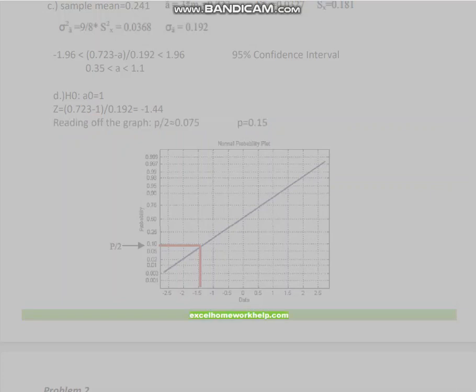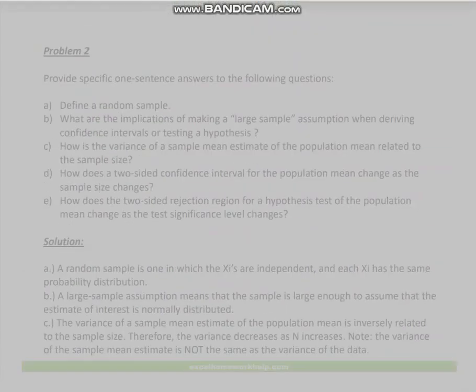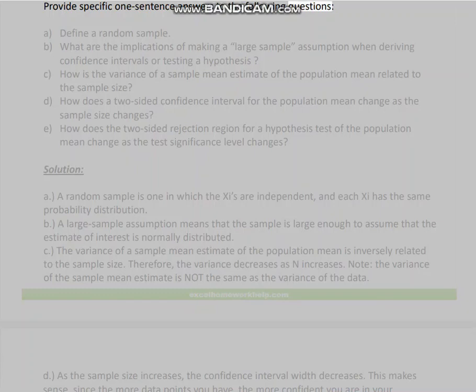Problem 2. Provide specific one-sentence answers to the following questions. A. Define a random sample. B. What are the implications of making a large sample assumption when deriving confidence intervals or testing a hypothesis? C. How is the variance of a sample mean estimate of the population mean related to the sample size? D. How does a two-sided confidence interval for the population mean change as the sample size changes? E. How does the two-sided rejection region for a hypothesis test of the population mean change as the test significance level changes?